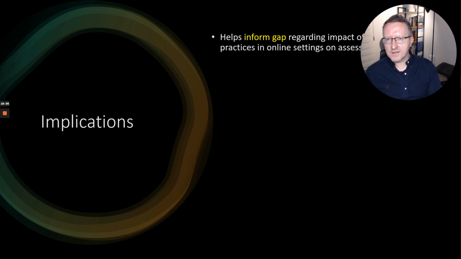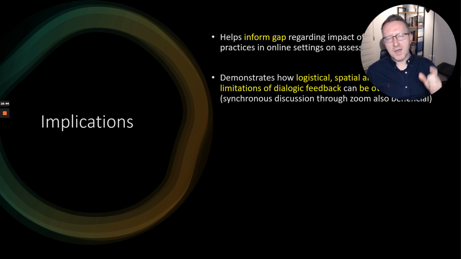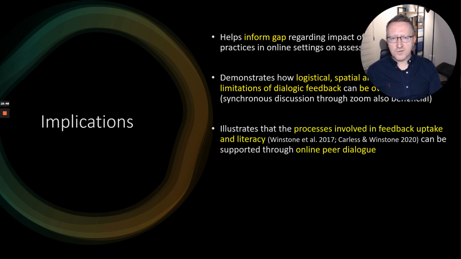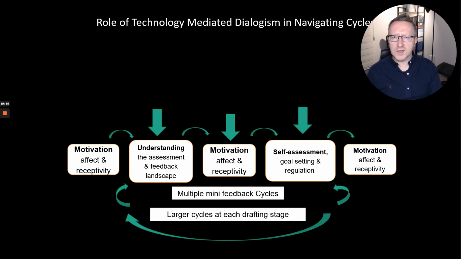So these findings inform the gap about dialogic peer feedback practices in online settings. And it demonstrates how many of the problems that have been found in previous studies can be overcome. And it illustrates how these processes can be supported. So I think it's useful for practitioners. It can be useful for large cohorts when it's not possible to give intense teacher feedback. And remember that the students felt that the peer feedback in many ways was higher quality, or at least more of it, and meeting their needs better. And I found it very workload positive.